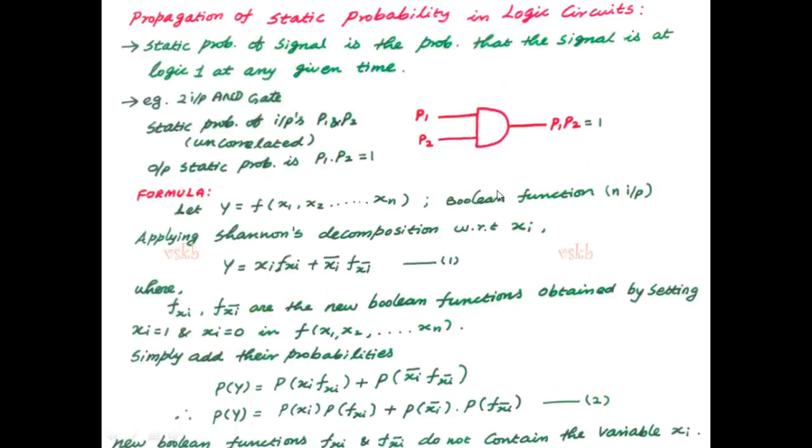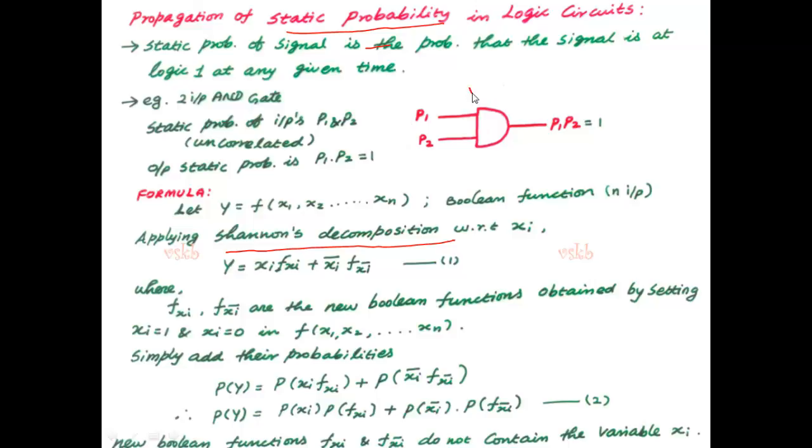And how the static probability is going to be propagated through simple circuits, and how we are going to be taking the help of Shannon's decomposition for our theory. This is what we will continue next.